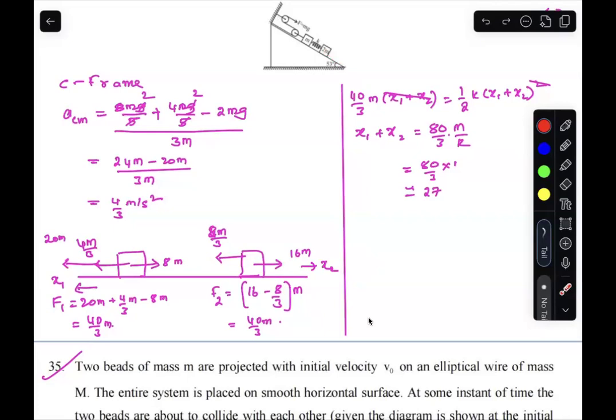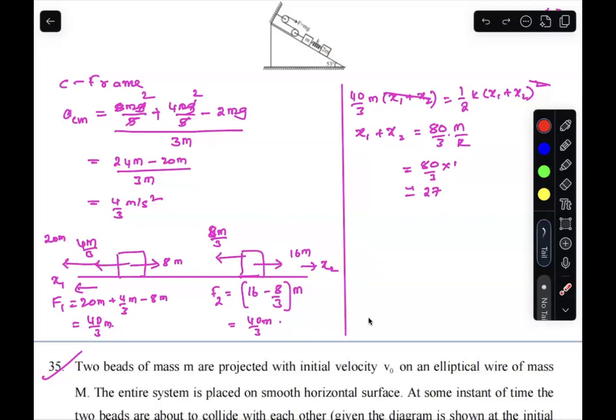So you know what happens? This block I am assuming displacing up by x1. This block I am assuming displacing down by x2. Remember, what is the condition of maximum elongation? Velocity should become zero. Instantaneous velocity of both the blocks must become zero. That is the maximum elongation condition.